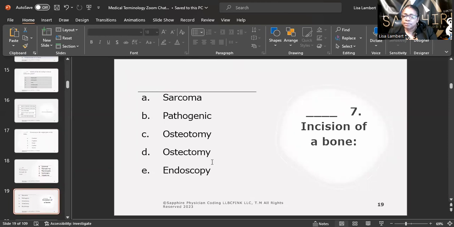Incision. I'm not giving away the answers, but I'm just putting you in the right place. I want you to do this yourself, but I'm just giving you an idea how they're talking about incision, right? We know what an incision is. You're just slicing or you're cutting something. Bone, so we know it's talking about the bone. Okay?